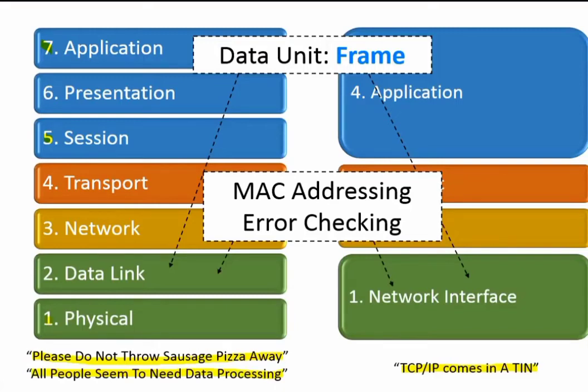This is also a layer where error checking happens. So when information comes from the physical layer to the data link layer, the data link layer has the ability to check if there were errors induced during transmission. It could use a cyclic redundancy check, CRC, or a parity check, and there are other error checking mechanisms that the data link layer uses to check for errors.